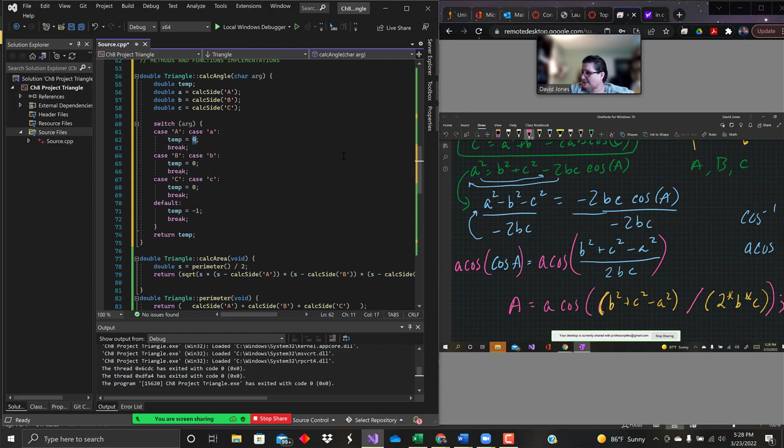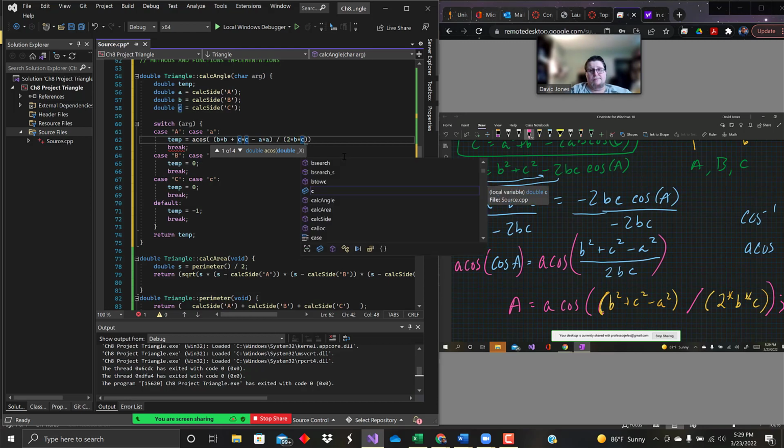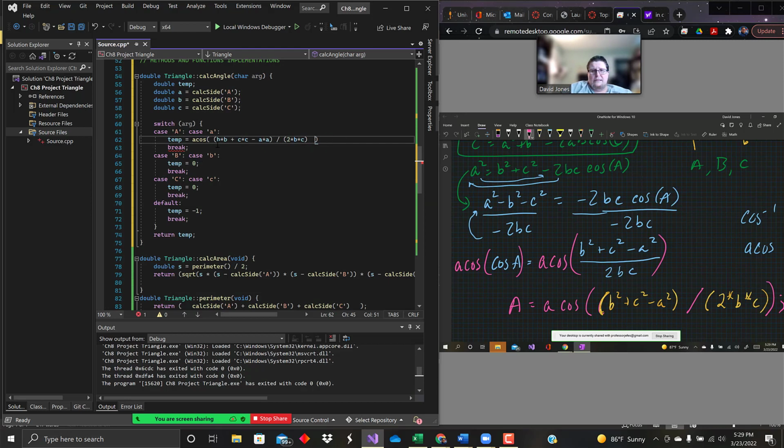Now I just need to make it look like that. So temp case A. Case A is what I got over here. Let's get rid of that colon at the end. I need acos, and then I'm going to do a bracket. And I'm going to have pow B comma 2. You know what? Let's just skip the pow. I do need the parentheses though. Let's do B times B plus C times C minus A times A, and that's that parentheses. And then we divide by 2 times B times C. B squared plus C squared minus A squared all over 2 times B times C.